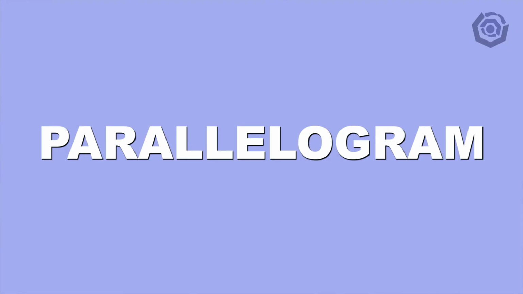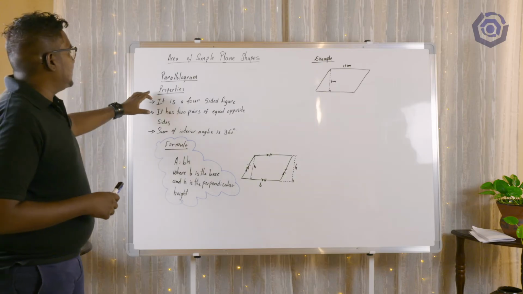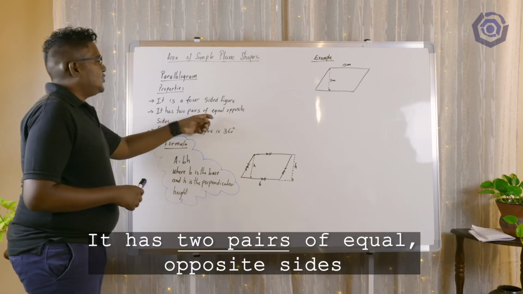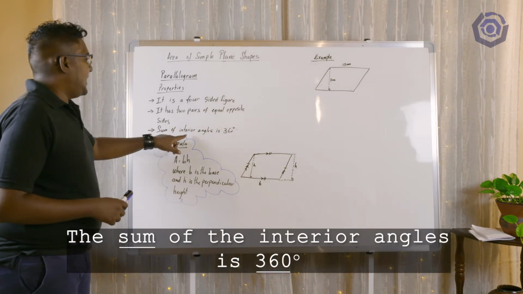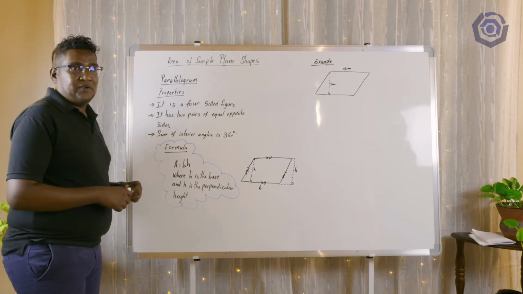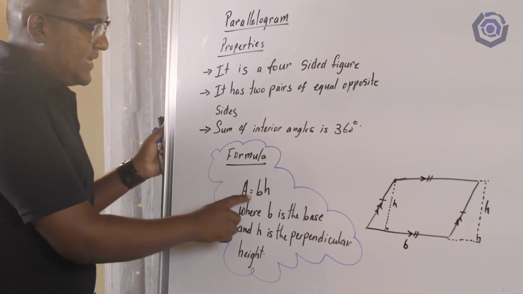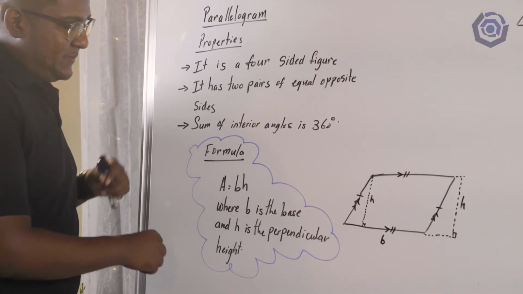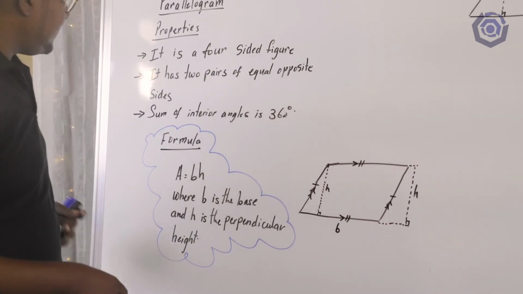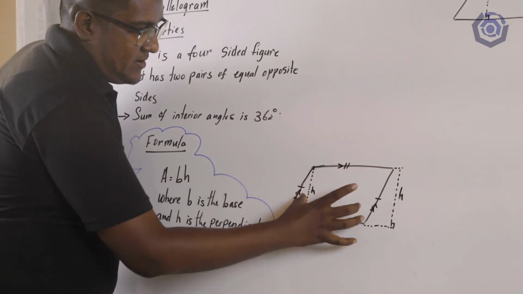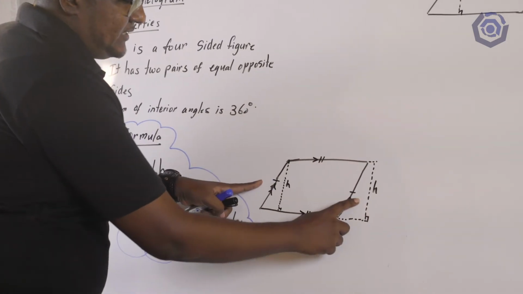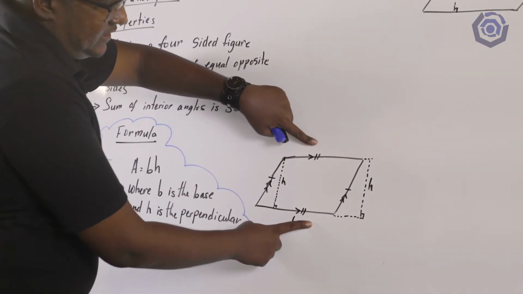The fifth shape we're going to look at is the parallelogram, and some properties of the parallelogram. It is a four-sided figure. It has two pairs of equal opposite sides, and the sum of the interior angles is 360 degrees. The formula to find the area of a parallelogram is A is equal to BH, where B is the base and H is the perpendicular height. If you look at this diagram, we have two pairs of parallel equal opposite sides. The length here and the length here are the same, and the length here and the length here are the same.